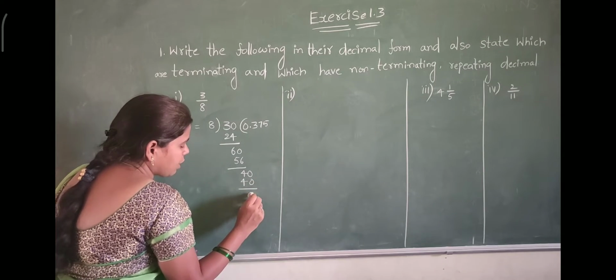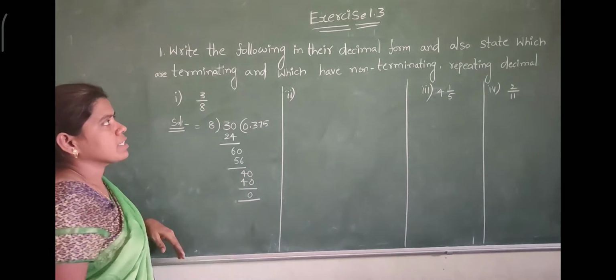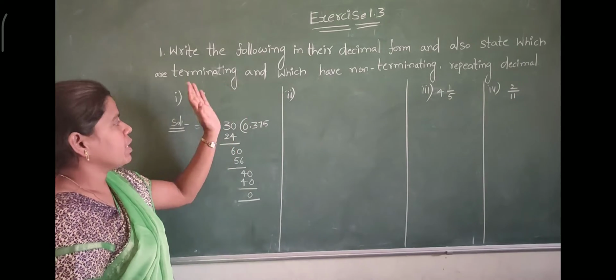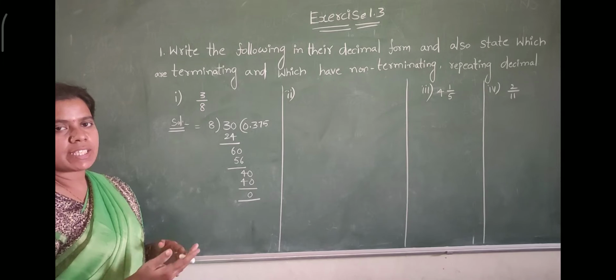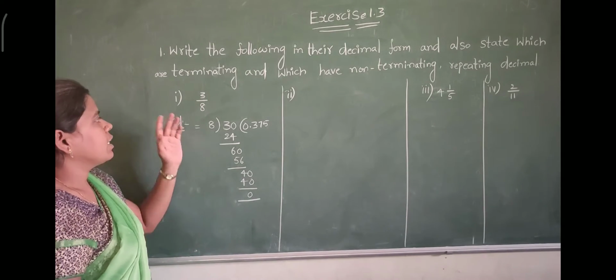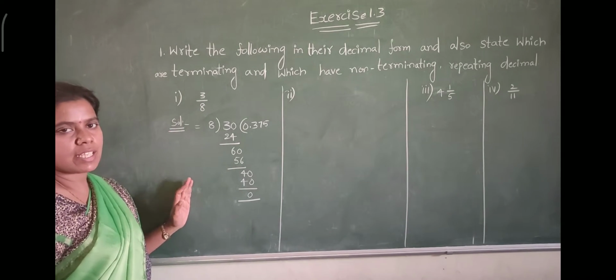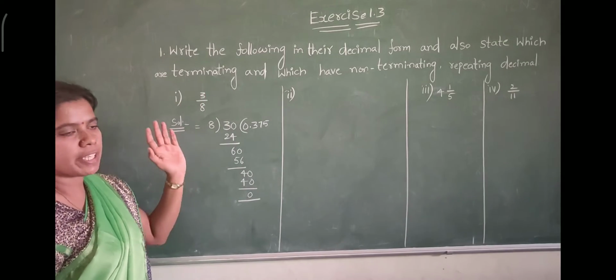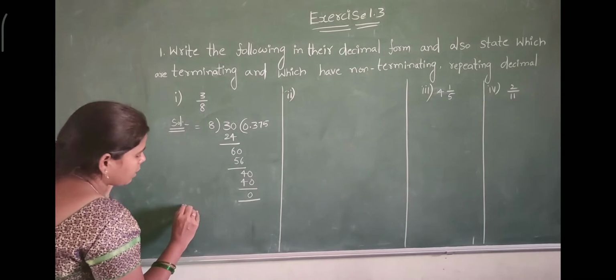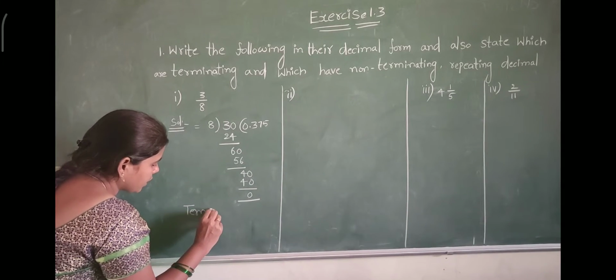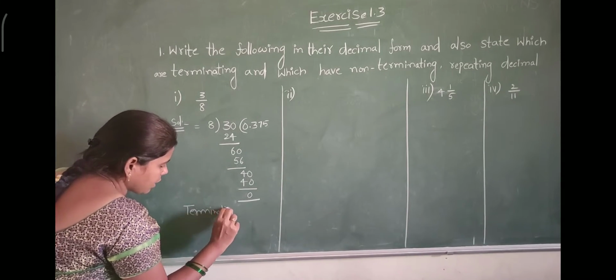Here the remainder is 0. What is terminating? If we divide a number with another number and you get remainder 0, then that is terminating. Otherwise, that is non-terminating. Here we got remainder 0. That's why this is a terminating decimal.